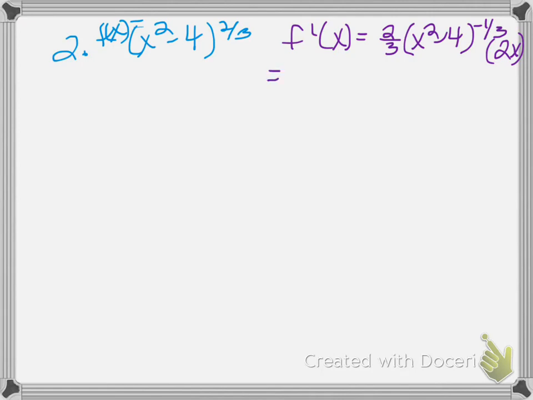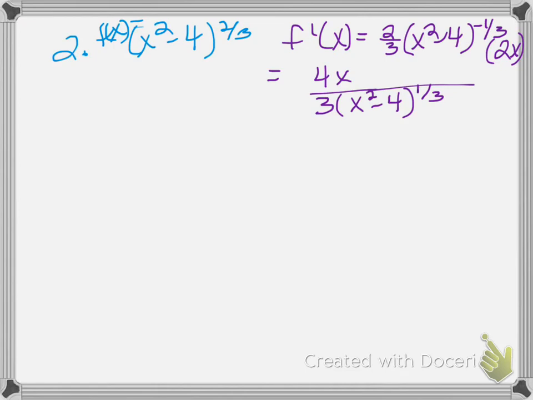I'm going to rewrite that a little bit just to make it easier to read. We have 2/3 times 2, so that's 4/3. Our x is not to a power, so I'm going to bring it to the top. And then x squared minus 4 is going to go to the bottom to the 1/3.